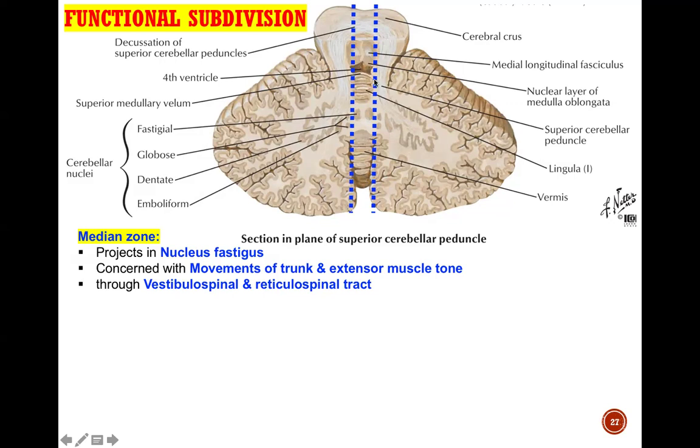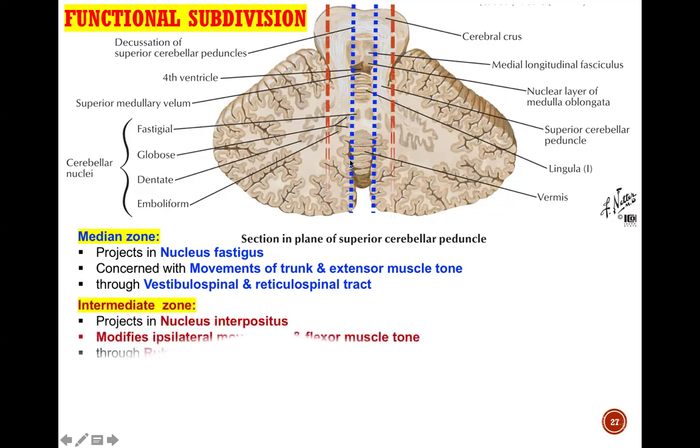And you can see the information coming from here is related to the vestibulospinal and reticulospinal tracts. So just remember the names of these tracts. Don't go deeper here. Just remember the vestibulospinal and reticulospinal tracts. Now, in the intermediate part, there are the other nuclei, the nucleus interpositus. We have discussed before that the other three nuclei are considered the nucleus interpositus. They all belong to the intermediate zone.